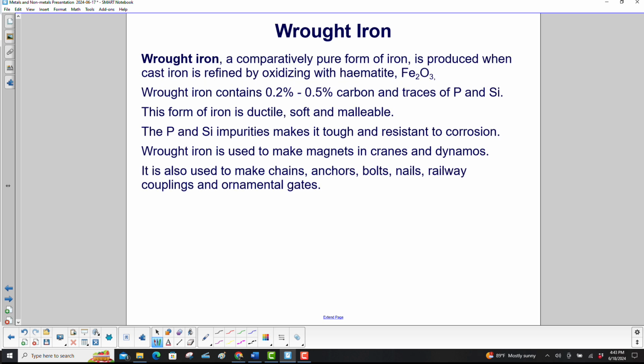Wrought iron, a comparatively pure form of iron, is produced when cast iron is refined by oxidizing with hematite. Wrought iron contains 0.2% to 0.5% carbon and traces of phosphorus and silicon. This form of iron is ductile, soft, and malleable. The phosphorus and silicon impurities make it tough and resistant to corrosion. Wrought iron is used to make magnets in cranes and dynamos. It is also used to make chains, anchors, bolts, nails, railway couplings, and ornamental gates.